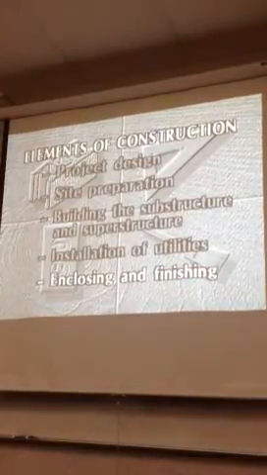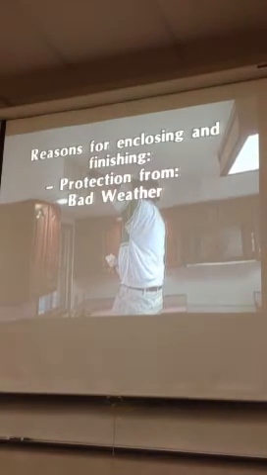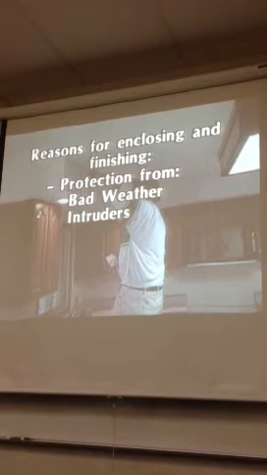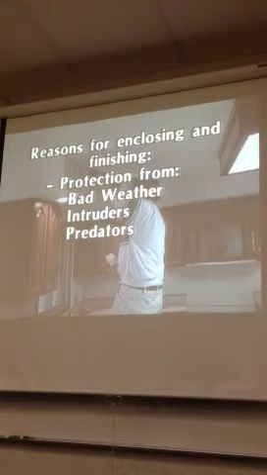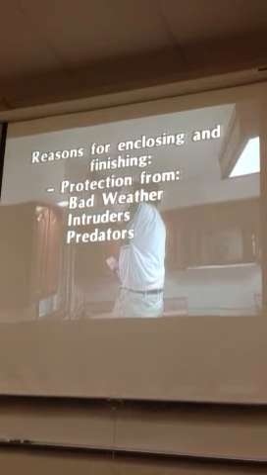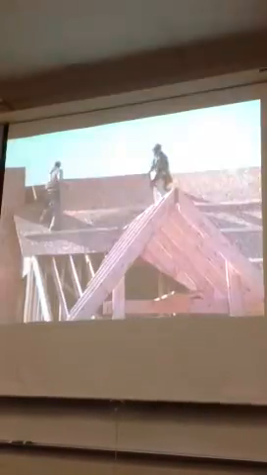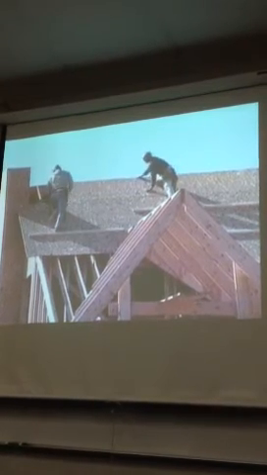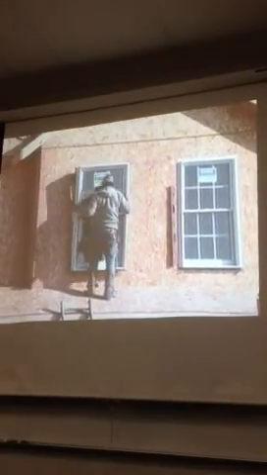Those are part of the enclosing and finishing phase of construction, which transforms an unfinished structure into a shelter. Shelters offer protection from rain and other bad weather, as well as from intruders. And in earlier times, they offered protection from predators. Other reasons for enclosing and finishing a structure include comfort and convenience. The structure's exterior is enclosed first, including the exterior roof, walls, windows, doors, and skylights.